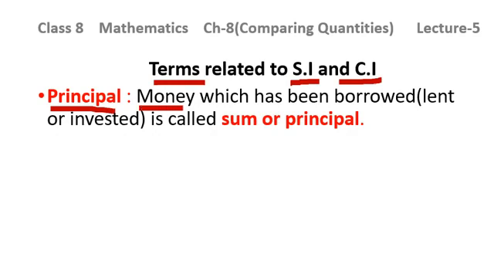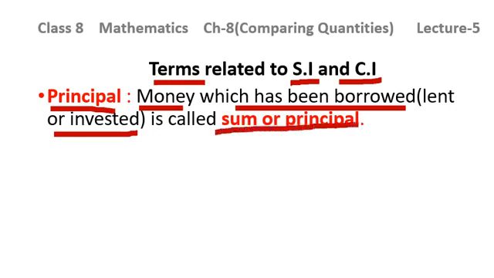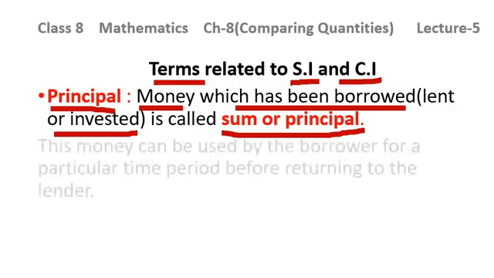Money which has been borrowed, lent or invested. The money which is being borrowed by you or by someone, or lent or invested, that amount or that money is called sum or principal. You can say sum also, and you can say principal also. So the money which has been borrowed, lent or invested is called sum or principal. The amount or the money which you borrow from someone, that is your sum or the principal.